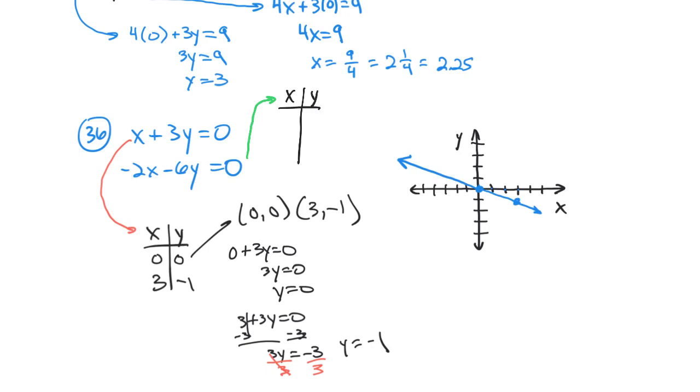And this one's going to be similar. If I plug a 0 in for x, that's basically gone. I get -6y equals 0. The only way that can work is if y equals 0. So I get the same thing. So this one is also going through the origin.